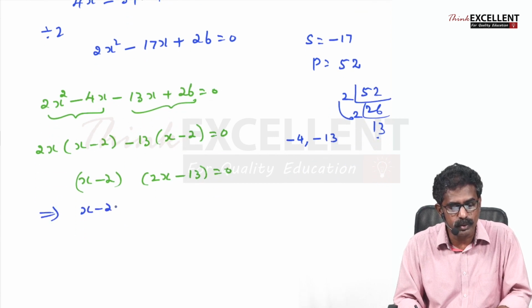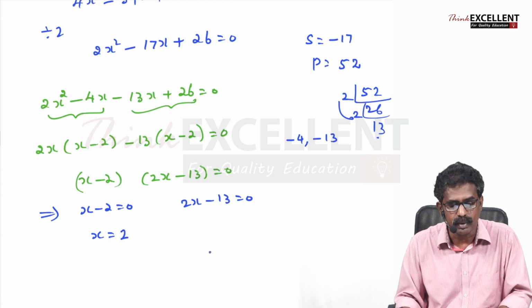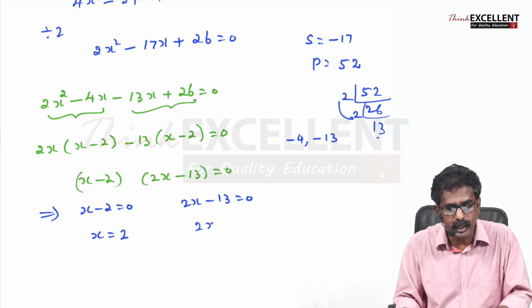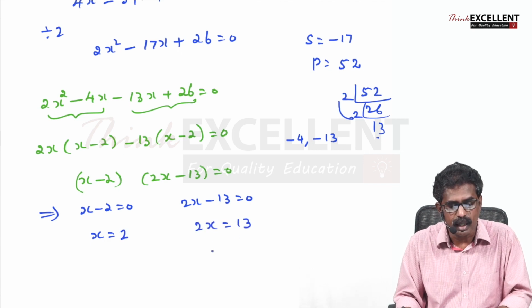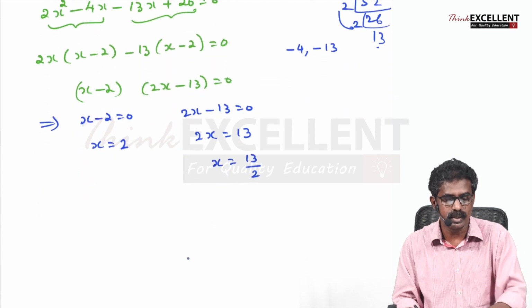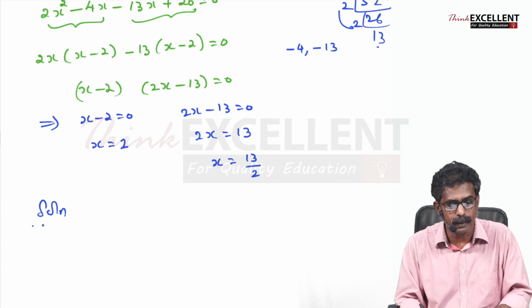Either x minus 2 equal to 0 or 2x minus 13 equal to 0. From the first you get x equal to 2. From the second you are getting 2x equal to plus 13, or x is equal to 13 by 2. So the question is solved. So finally write the solution. Two answers you are getting, x equal to 2 and 13 by 2.